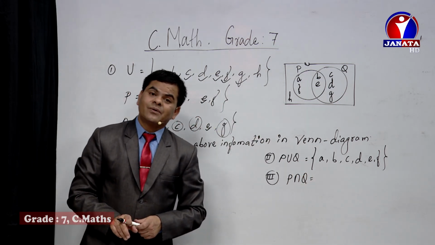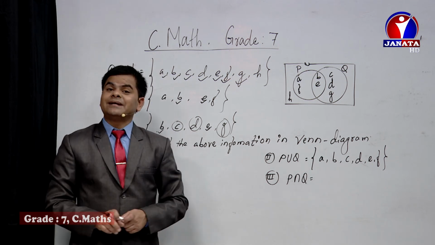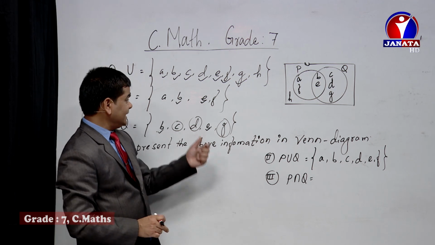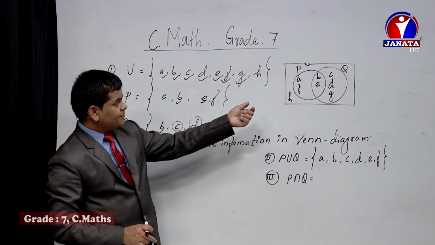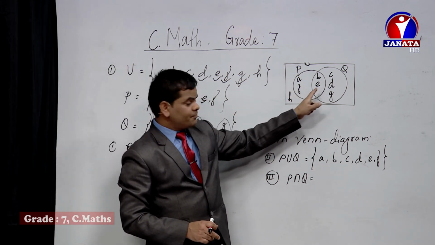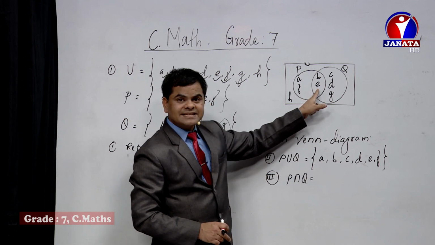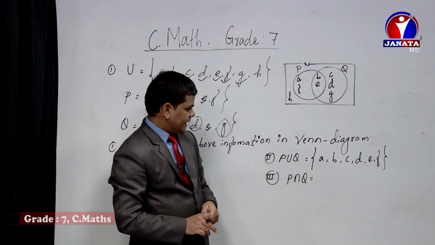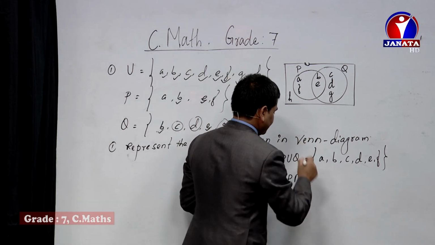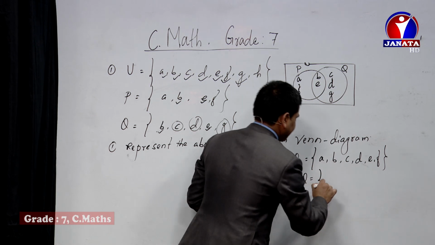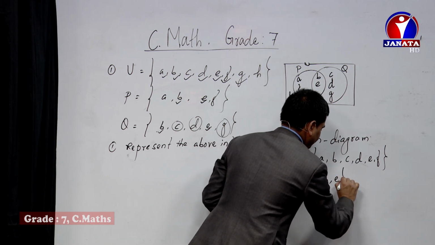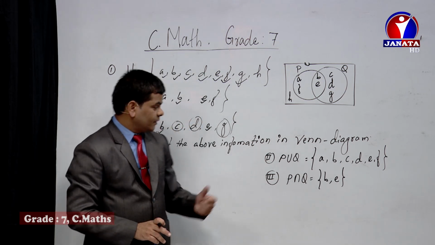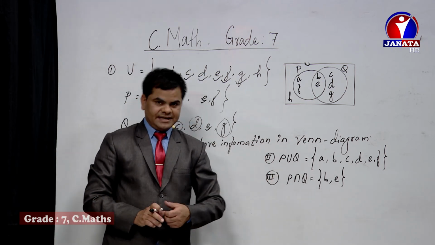P intersection Q represents the common elements in both sets. If you see in between these two, the common area belongs to here, isn't it? So P intersection Q represents the elements contained in the common area. If you take them out from there, which are the elements? B and E. So the answer of P intersection Q, as per this question, will be B and E.